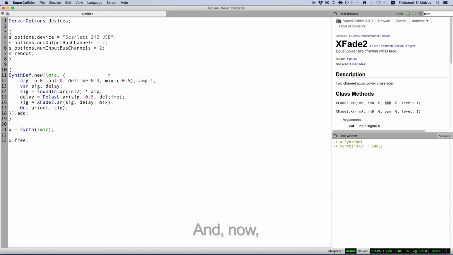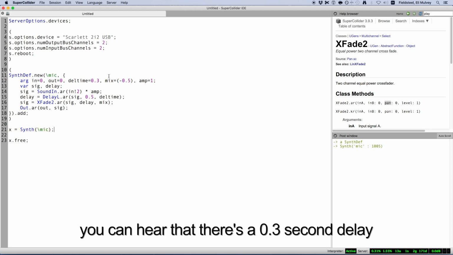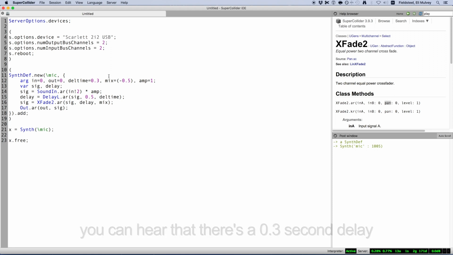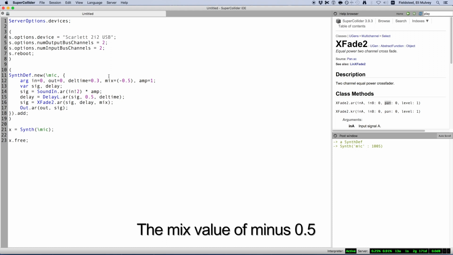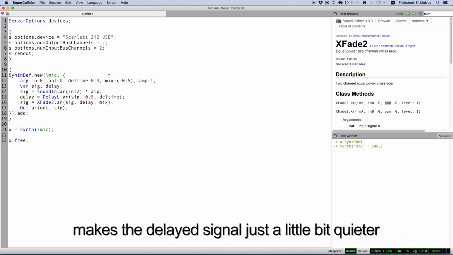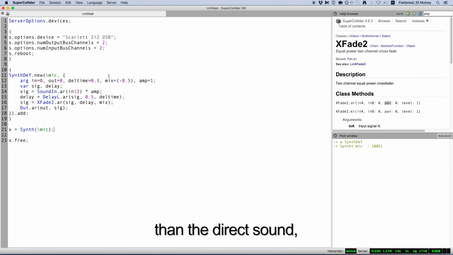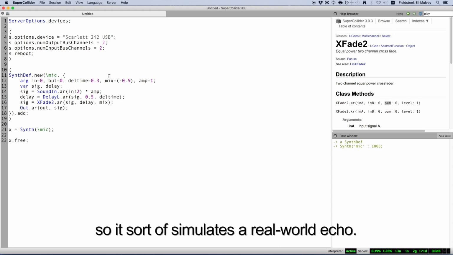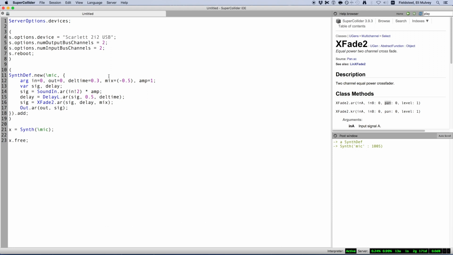And now you can hear that there's a 0.3 second delay on my voice. The mix value of -0.5 makes the delayed signal just a little bit quieter than the direct sound. So it sort of simulates a real-world echo.